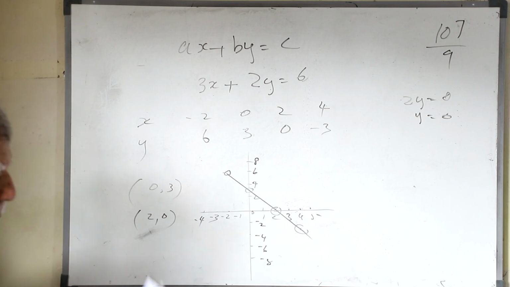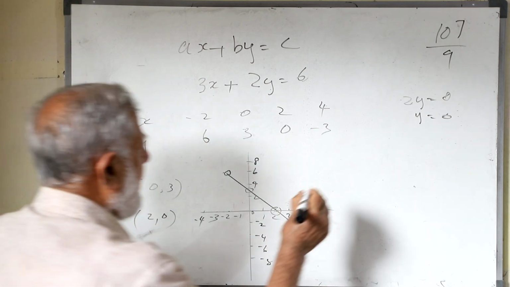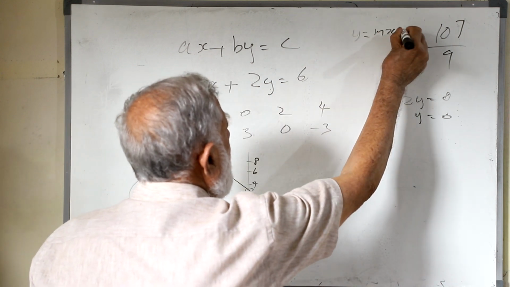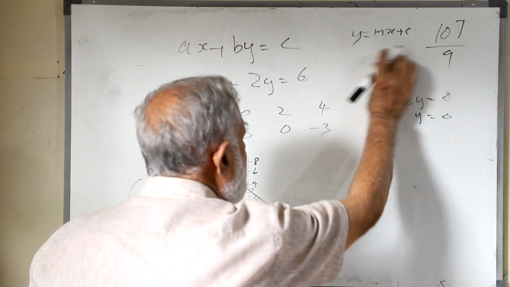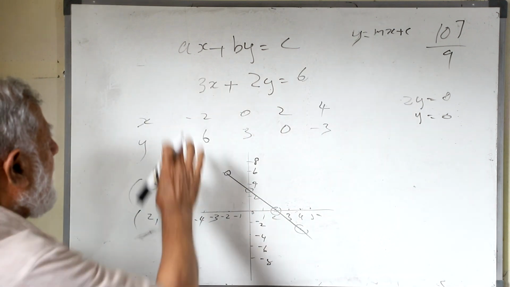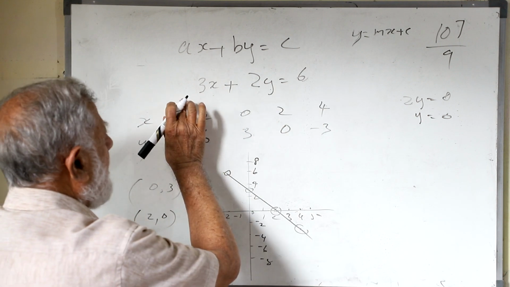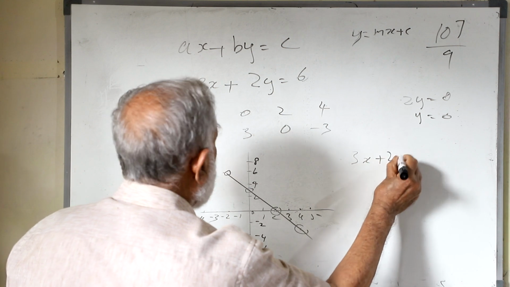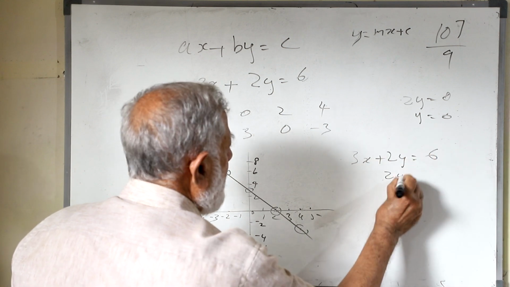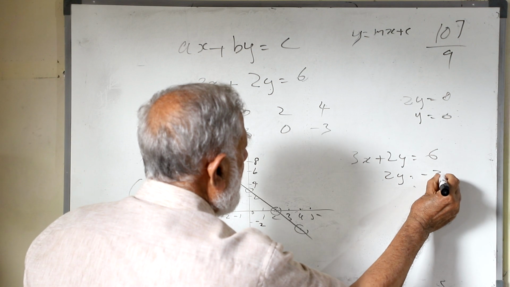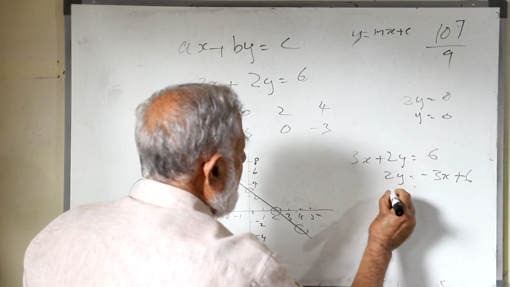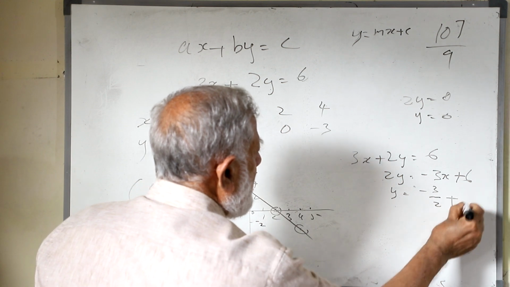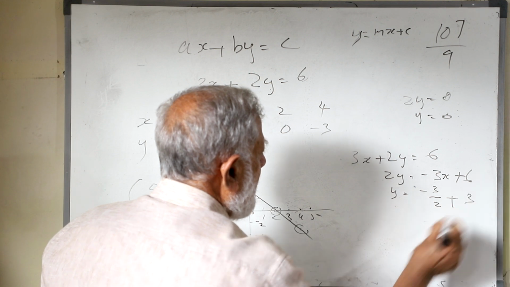So what you should do is, we have to write it in the form of y equals mx plus c. If you get it in this way only, you can find the gradient. Now here, from the line coordinates on this graph, you can't find the gradient. So we will write down 3x plus 2y equals 6. So 2y equals minus 3x plus 6. Y is equal to minus 3 upon 2 x plus 6 divided by 2, which is 3.